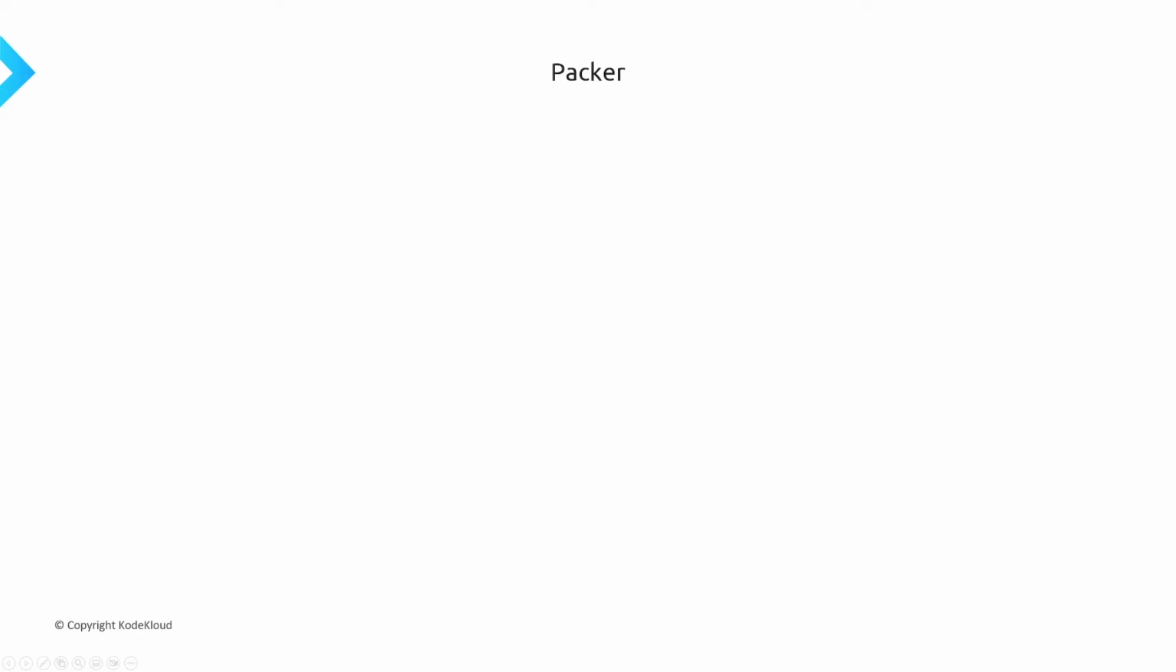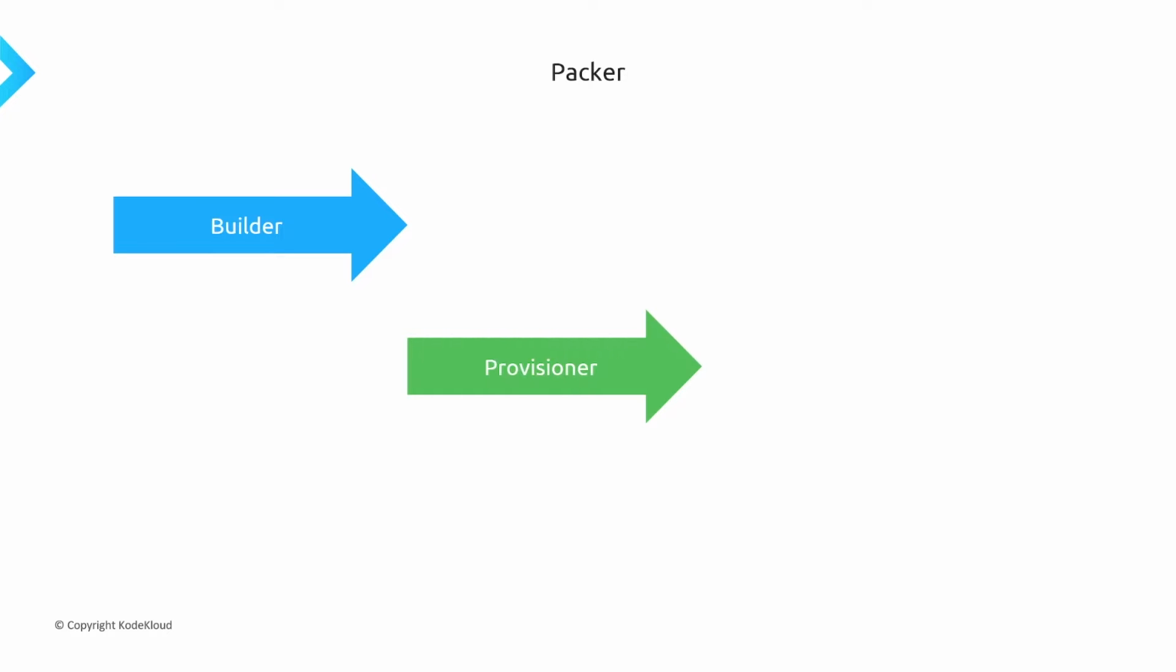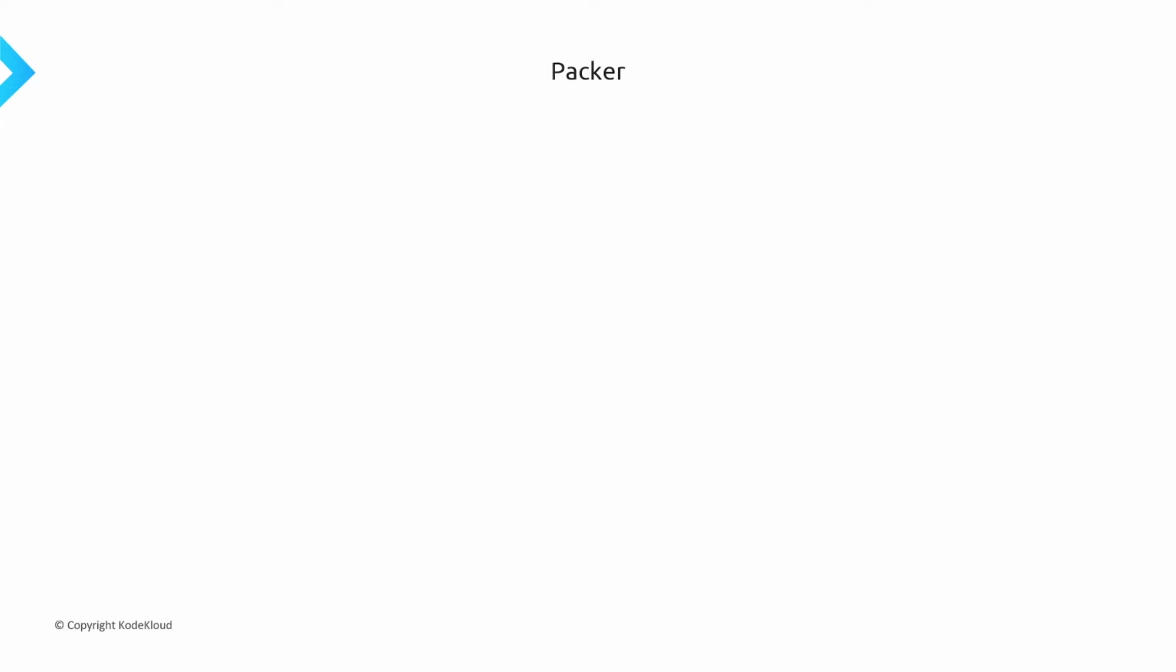Now, when Packer runs, there's going to be 3 stages. There's going to be the builder stage, followed by the provisioner stage, and then lastly, you're going to have the post-processor stage. So let's take a look at all of these 3 stages in action. So the first stage that starts off is the builder stage. Now, builders are responsible for creating the image. So they're kind of like the most important piece. They are there to actually create the customized image.